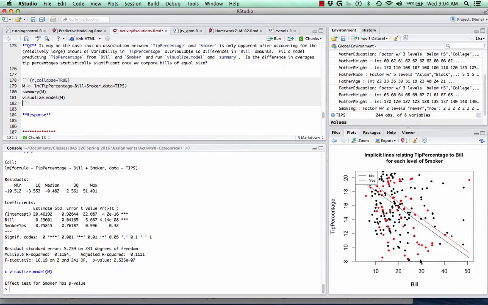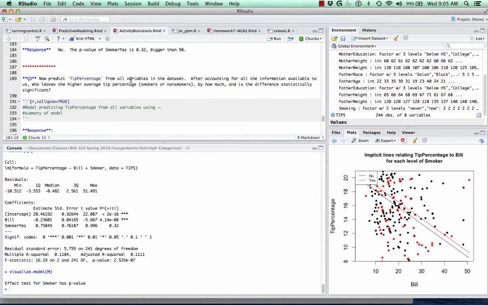So it looks like when we restrict ourselves to identical bill amounts, say 30, smokers leave on average a slightly higher tip percentage than non-smokers. So is this difference statistically significant? No, it's not. The p-value is bigger than 5%, and so even after we account for differences in bill amounts, we don't see any leftover difference in averages between tables seated in the smoking section versus non-smoking section. So we say no, the p-value of smoker yes is 0.32, bigger than 5%.